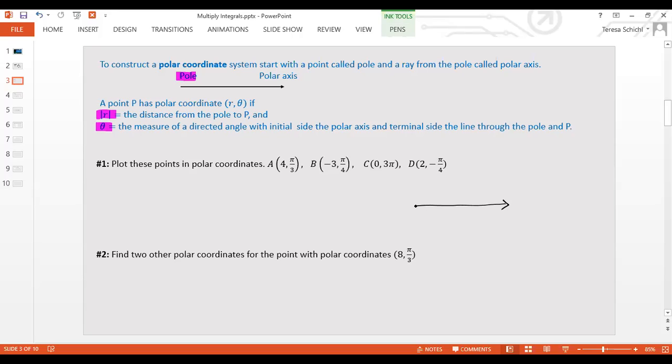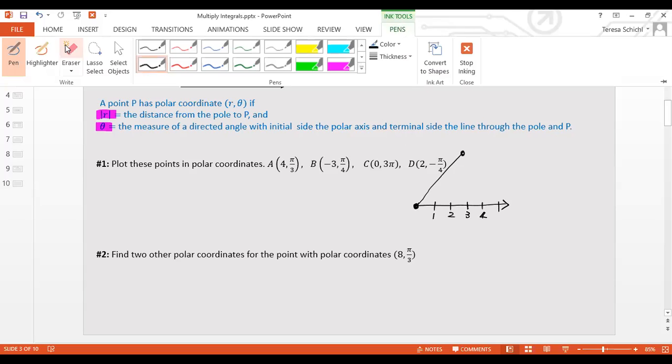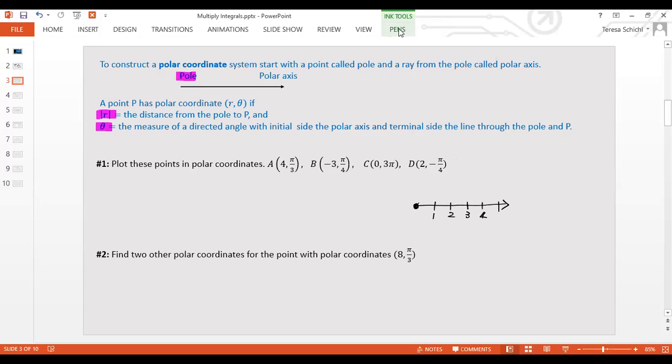So let's say this is the C here. This is 1, 2, 3, 4, 5. Okay, so now let's say the A is 4, right? So this is 1, 2, 3, 4, and there is a pi over 3. So that means you go up here. So this is 1, 2, 3, 4, right?